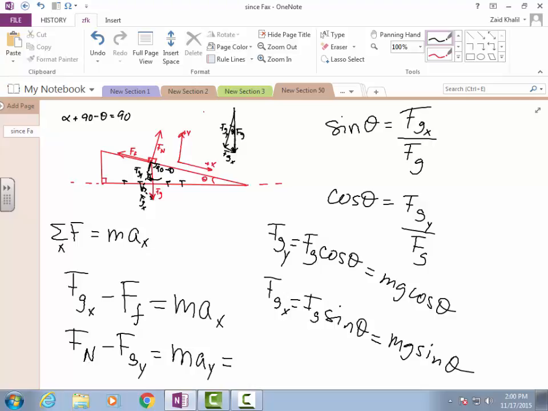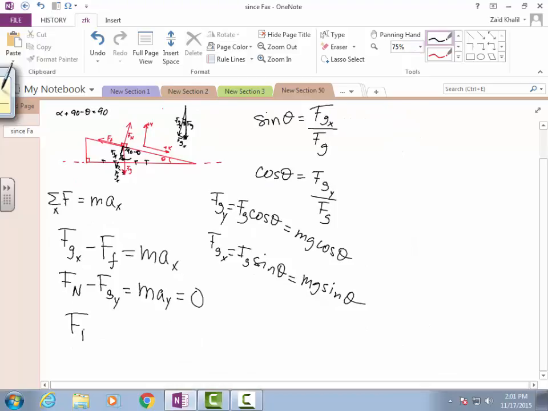Correct. When you let this go, what you don't observe is this thing start accelerating this way. In other words, the acceleration in this direction is 0. The acceleration is confined purely on the plane. So ay is 0. As a result, we have Fn equals FGY equals mg cosine theta, based upon what FGY was.